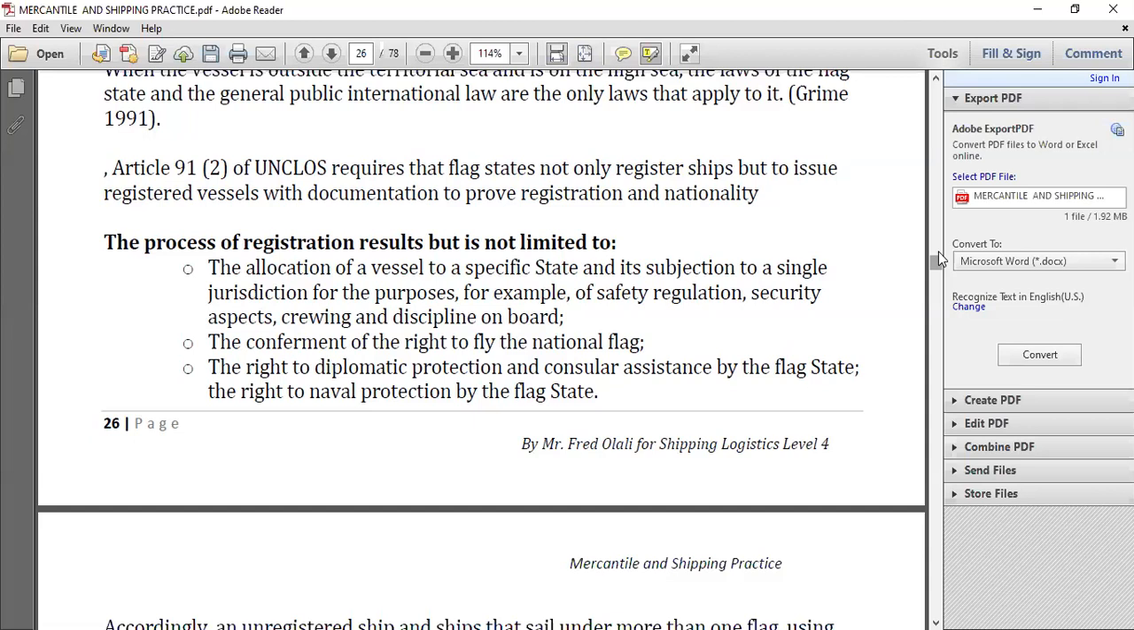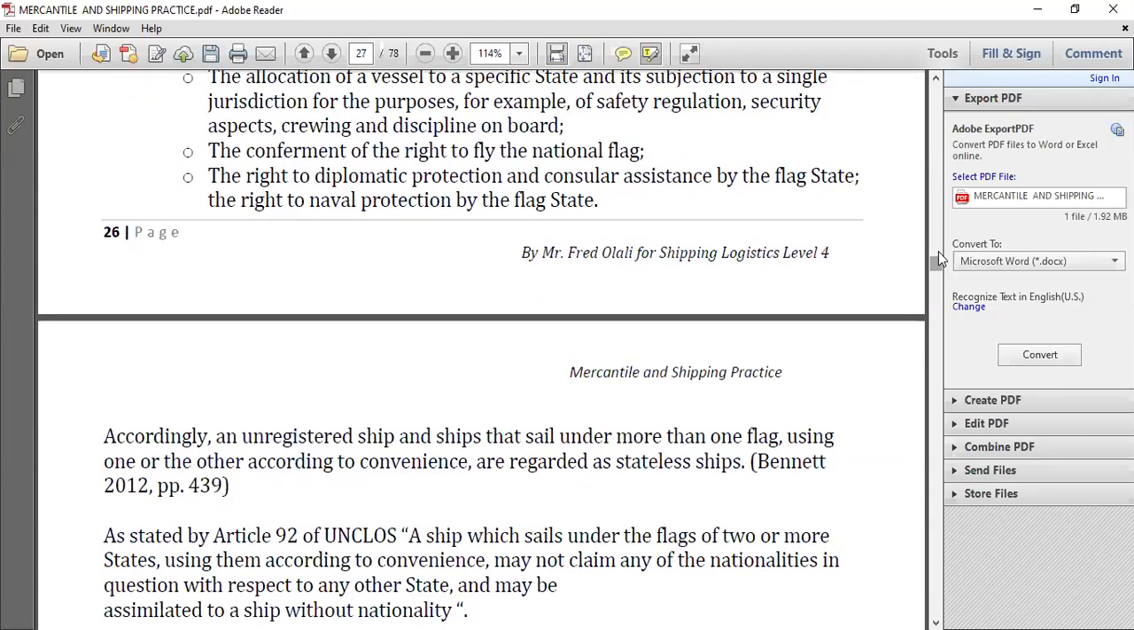Another one is the right to diplomatic protection and consular assistance by the flag state, and the right to naval protection by the flag state. Like I was telling you, take a ship registered in Panama, maybe a Kenyan registered a ship in Panama, and that ship comes to Kenya. If there's a problem with it, we will not say that I'm a Kenyan and this is my ship. No, the Panamanian consular in Kenya is the one who will stand in to defend that ship.